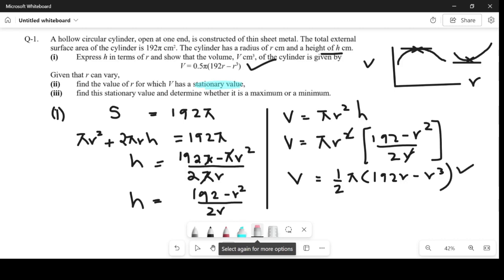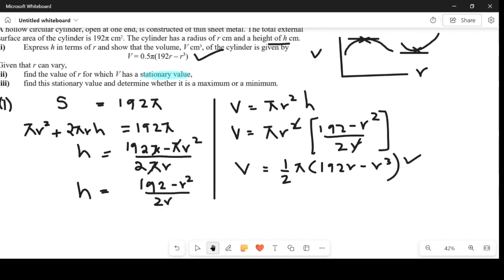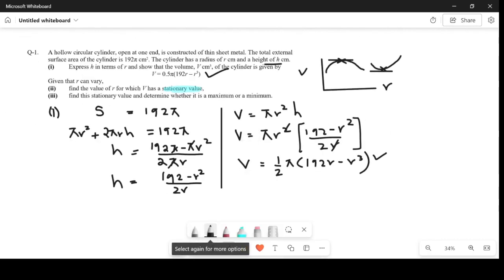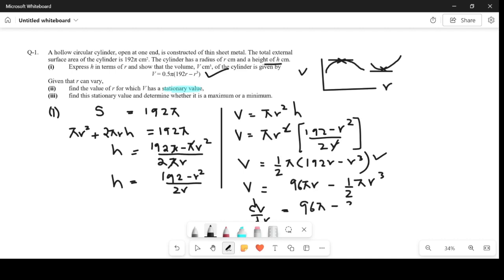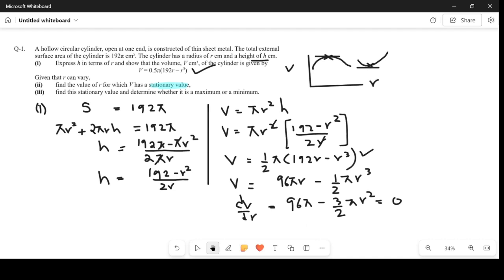We will differentiate the expression for V with respect to r. Let's do that here. I'm going to first completely expand it. This is going to be 192 upon 2, which gives 96 pi r minus half pi r cubed. Now let's do dV upon dr. That's going to be 96 pi minus 3 upon 2 pi r squared, equated to 0.